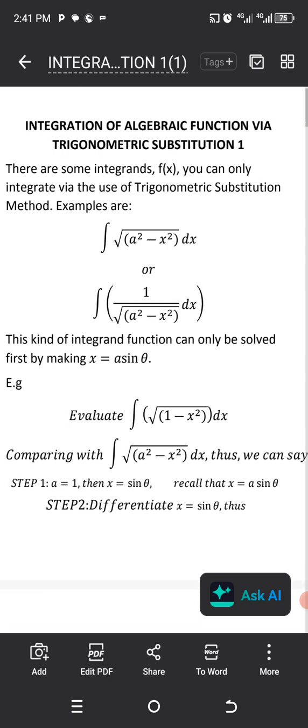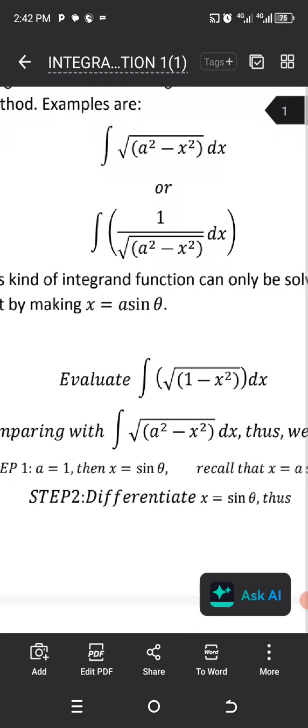So how can you do this? Once you see this format, just for these two formats, you let x be a sine theta, in which you get your a. You compare the coefficient, and you will have a better understanding of this when we treat some examples regarding this subtopic. So let's go into an example. The first step is to replace x with a sine theta, and what your a will be will be shown in the following example.